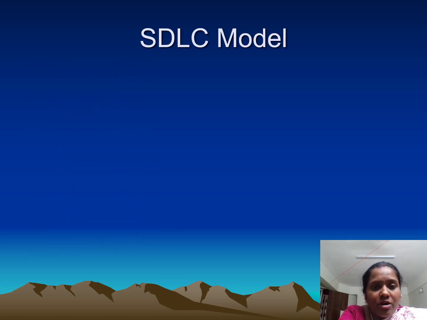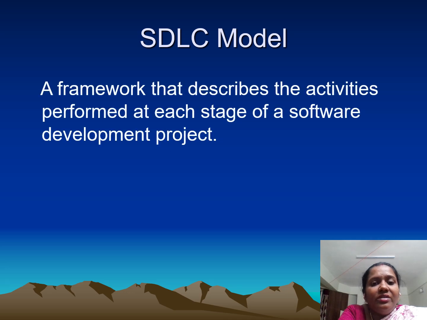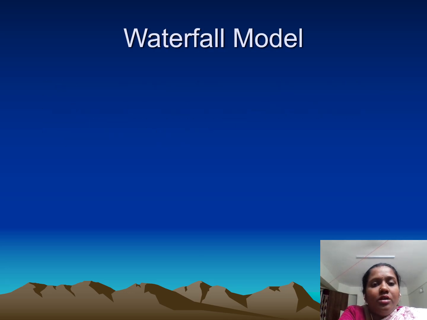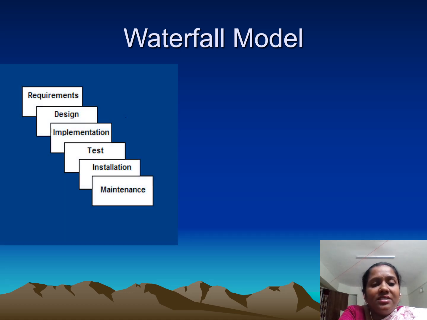The SDLC model is a framework that describes the activities performed at each stage of a software development project. Waterfall model. The waterfall model is the first model, which consists of 6 stages: requirements, design, implementation, test, installation, and maintenance.